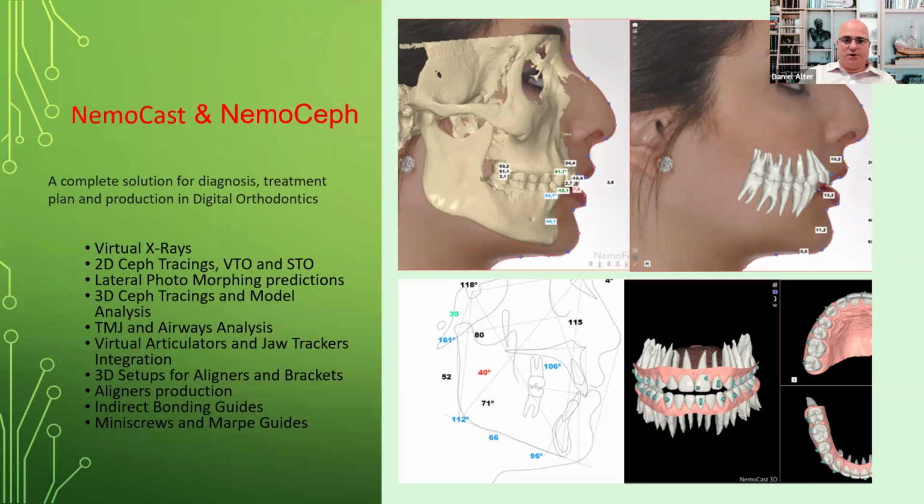Because whether you're doing orthodontics or diagnostics or even TMJ or sleep apnea, all these come into that role, because now you're looking at the angulation and the space of the individual teeth and how they work together in harmony, which is the patient's biological situation. So you can incorporate virtual x-rays, ceph tracing, VTO, STOs, and so many more, but they align, and at the end, it can give you even aligner production or indirect bonding guides.